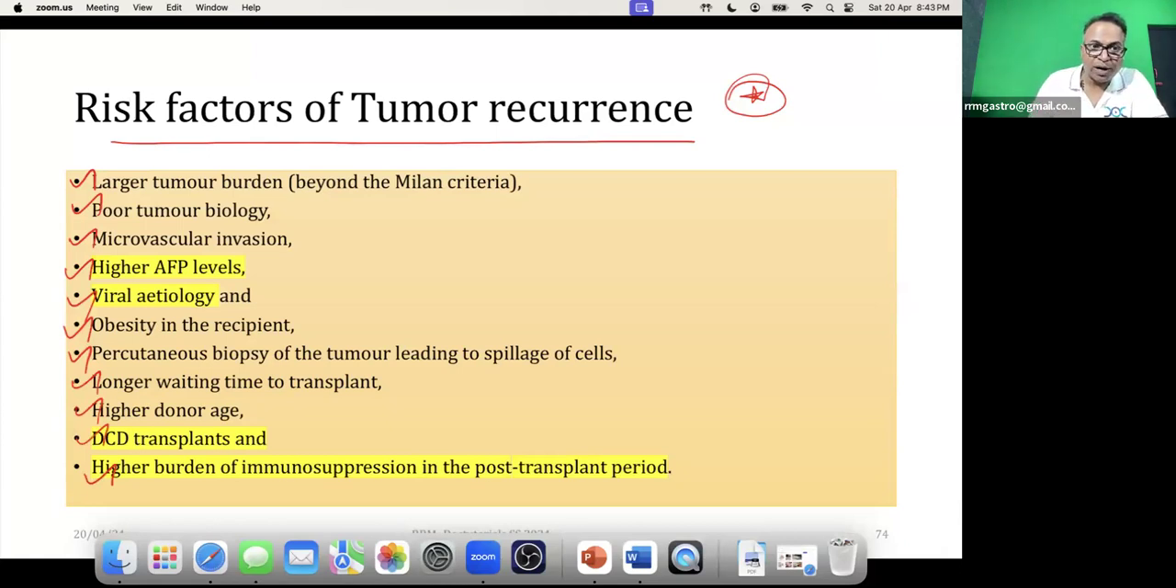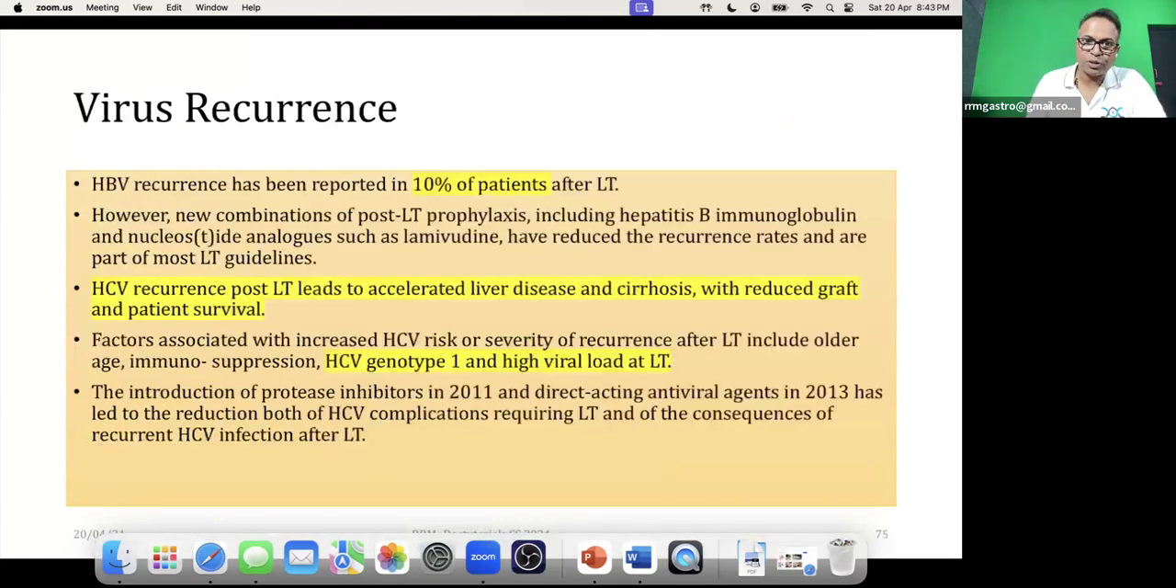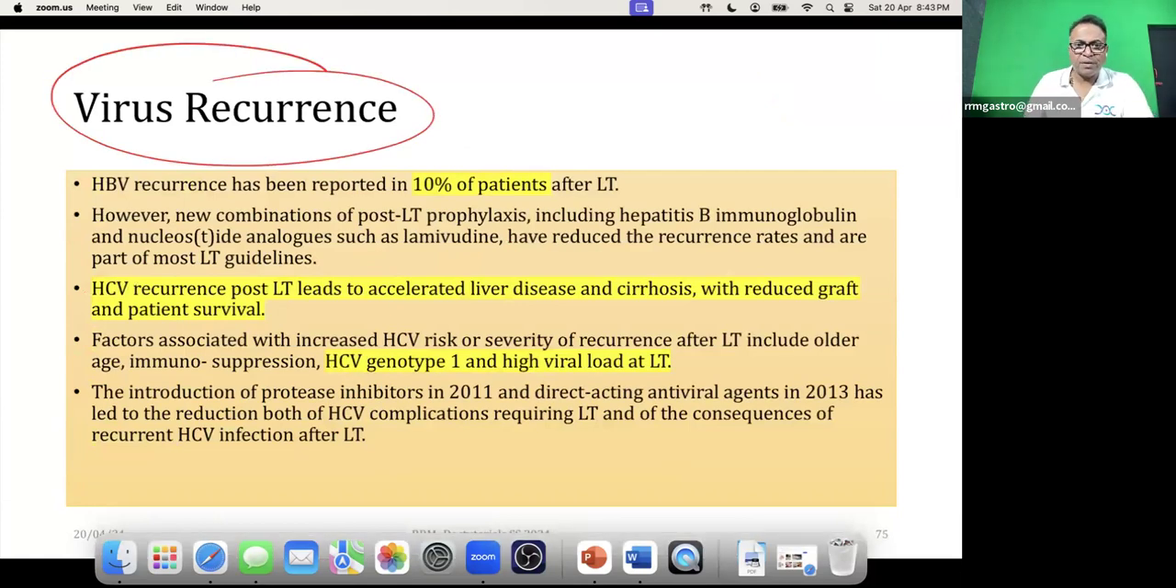So therefore, what is included? Viral etiology is included, not non-viral etiology. Non-viral etiology is not a very important risk factor. Viral etiology: B virus induced HCC, C virus induced HCC. So what about virus recurrence? HBV recurrence has been reported in 10%. And new drugs are now available, like hepatitis B immunoglobulin and lamivudine, which have reduced the recurrence rates.